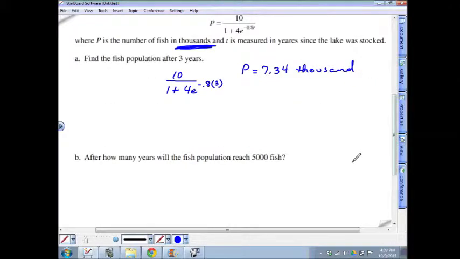Okay, for part B, after how many years will the fish population reach 5,000? After how many years is the question. They're asking you to find a measurement of time. So you've got to solve this equation for the variable t, which means we have to know a value for P, population. And the value is, well, we need to have 5,000 fish. But remember, and this is not a trick question, but it's one you really have to be careful on. P represents the number of fish in thousands. So if it's 5,000 fish, then P is equal to 5. So we plug that value of 5 in for P.